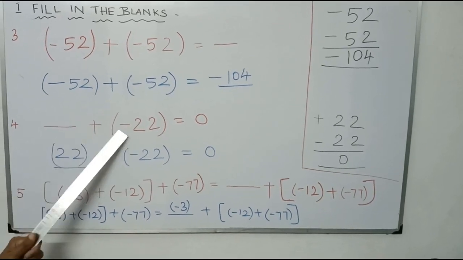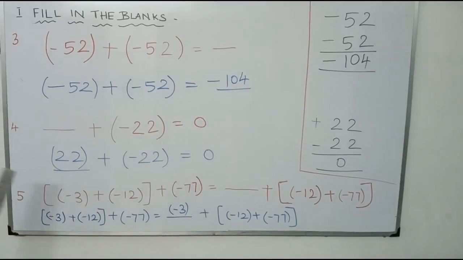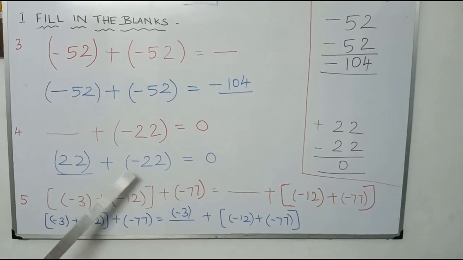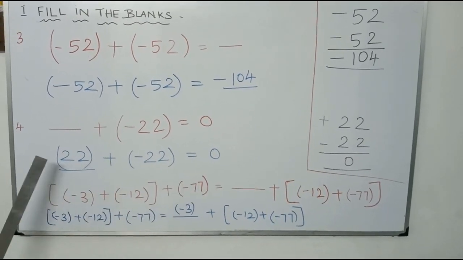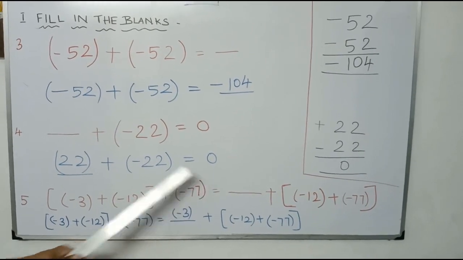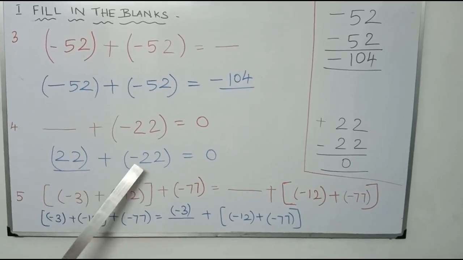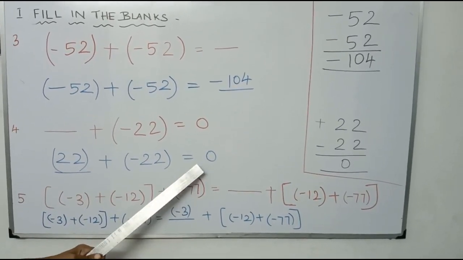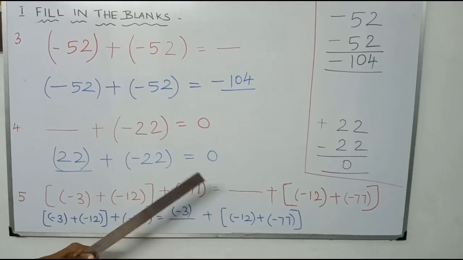Blank plus -22 equal to 0. 22 plus -22 is equal to 0. One positive, one negative, subtract. The answer takes the greater number's sign. 22 plus -22 is equal to 0. 0 is neither positive nor negative.